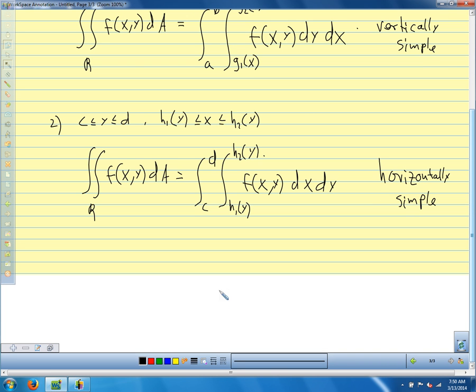Properties of double integrals mirror the properties of single integrals. Very similar. We can multiply by a constant, we can add them, that kind of thing. The important properties are listed in your book on page 976.